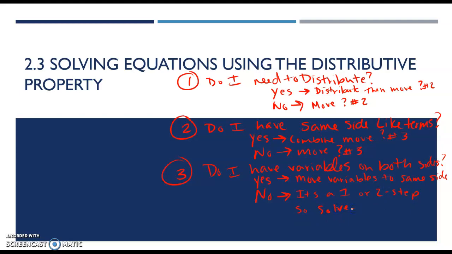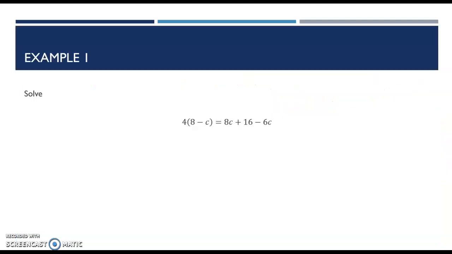After question 3, you are left with a 1 or 2 step equation, and so then you solve. But these are the 3 questions to help you through the multi-step equations. If you need to, pause and write what I wrote. All right, so here's our first example. So I ask myself, do I need to distribute? How do I know if I need to distribute? We distribute if we have a number outside of our parentheses.